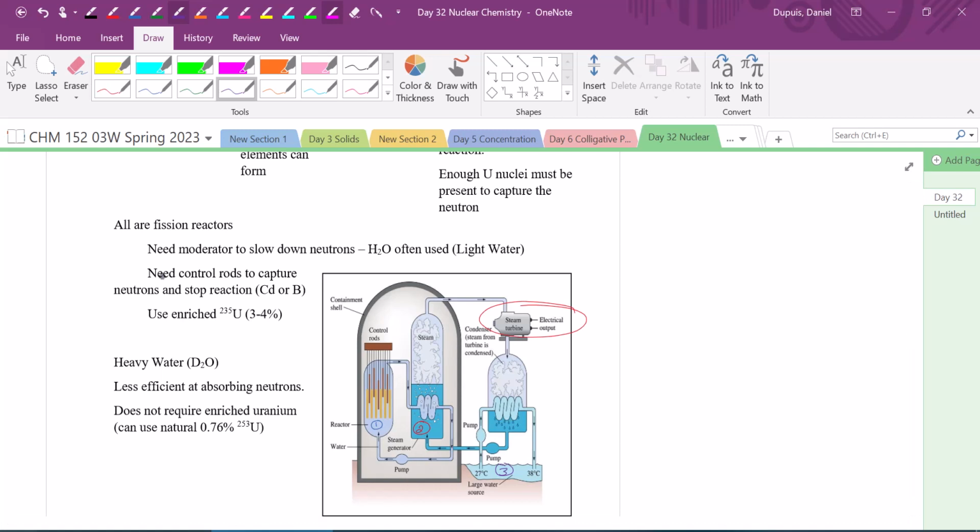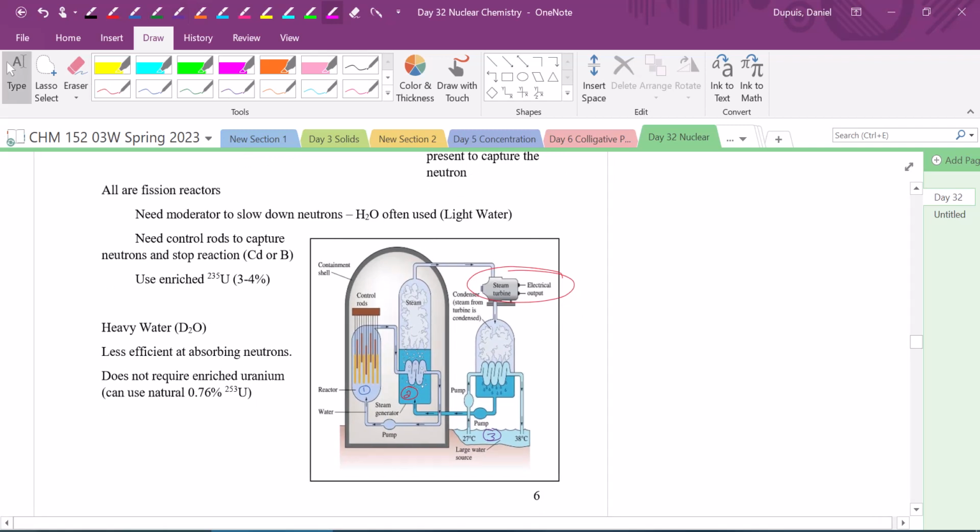So cadmium or boron or both are used to stop extra neutrons. And you use enriched uranium, which is around 3 to 4% U-235. If you use heavy water in the first cycle of water here in the reactor, it's less absorbent of neutrons, and so you do not require enriched uranium. You can use natural uranium.